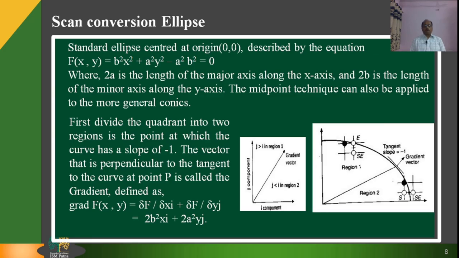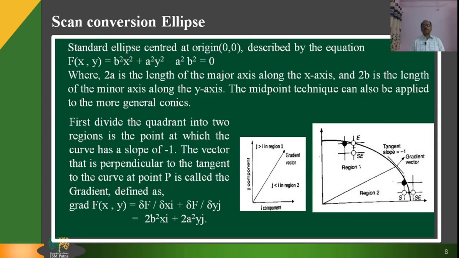So, next one is for the ellipse. A standard ellipse centered at the origin, I mean (0, 0), is described by the equation f(x, y) = b²x² + a²y² − a²b² = 0, where 2a is the length of the major axis along the x axis and 2b is the length of the minor axis along the y axis. The midpoint technique can also be applied to more general conics.